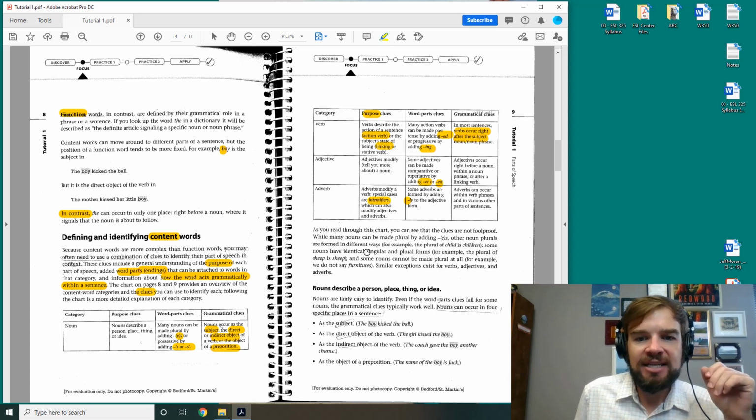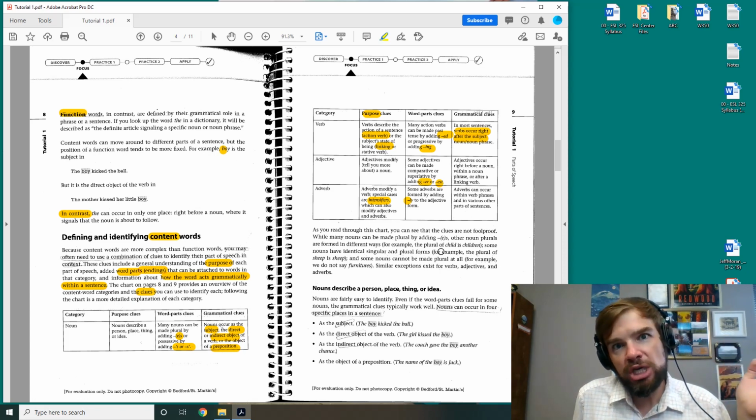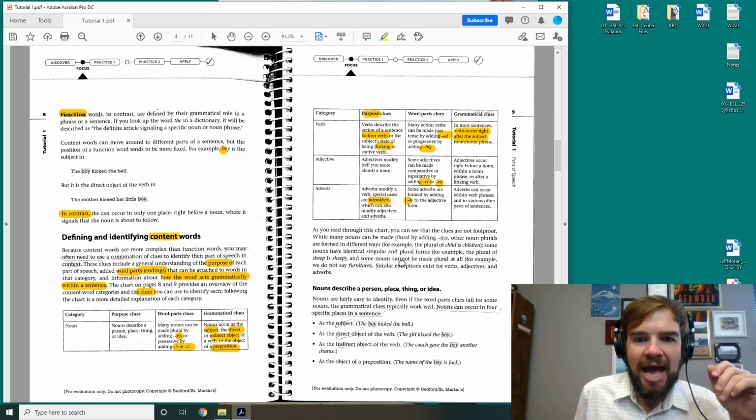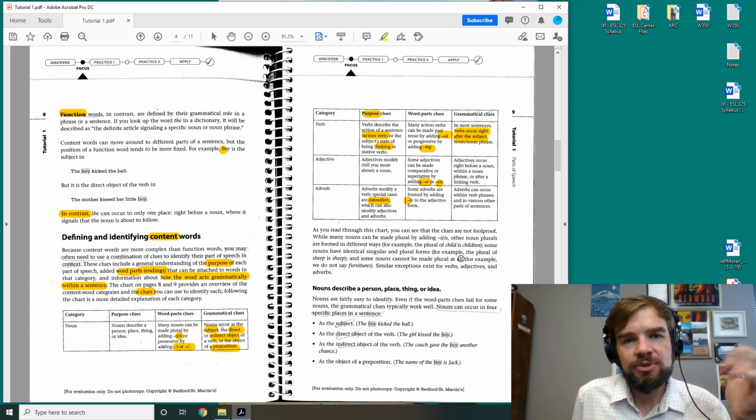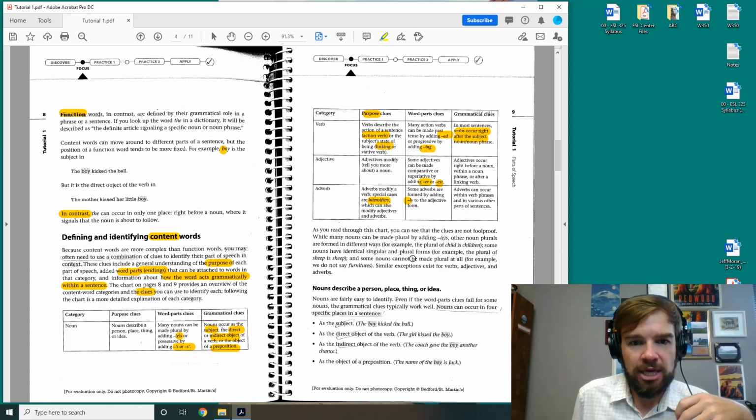Some nouns have identical singular and plural forms. For example, the plural of the word sheep, the animal sheep, is sheep, so no plural s. And some nouns cannot be made plural at all. For example, we don't say furnitures, so that's count versus non-count nouns, right? Similar exceptions exist for verbs, adjectives, and adverbs. So let's take a look, and then we'll finish up this video.